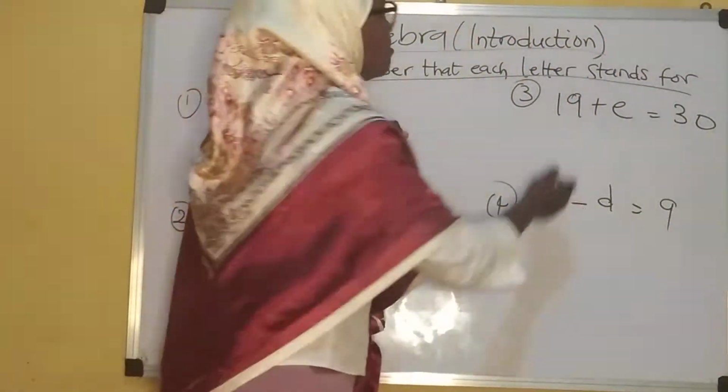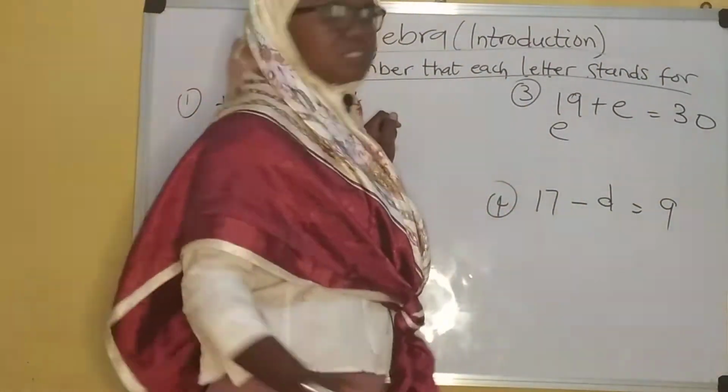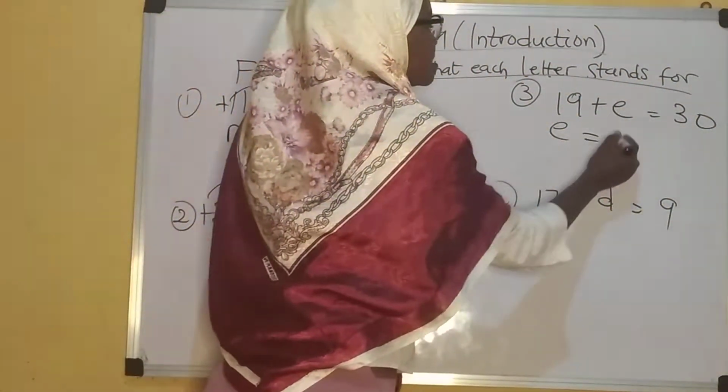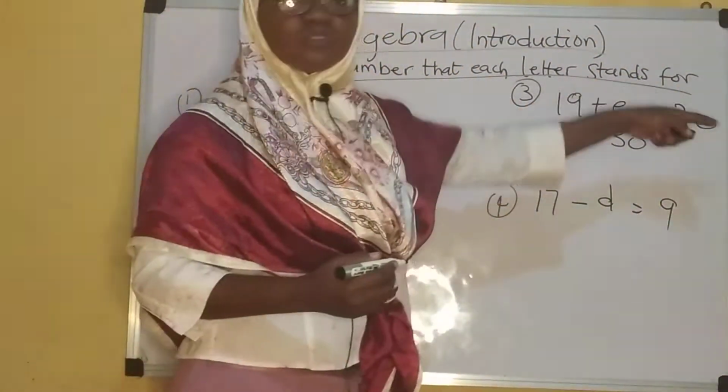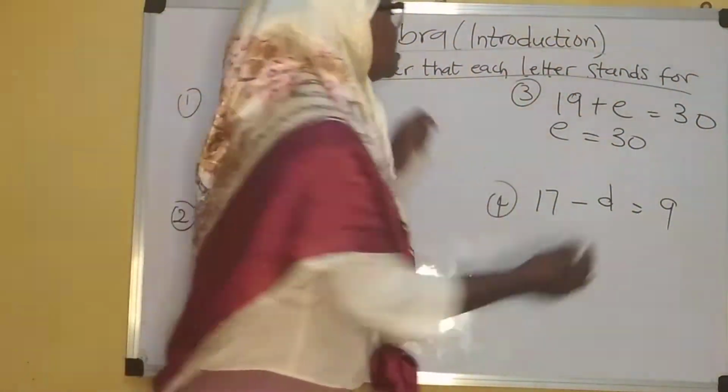30. I'm looking for my e, so I write my e first. Equals 30 comes next. Then this 19 is a positive 19, and then it crosses over to that side to become minus 19.